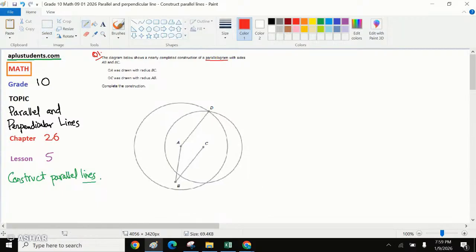So let's see. They're saying A was drawn with radius BC, right? See, this point A is the center of the larger circle, whereas C is the center of the smaller circle, right? If they want us to draw a parallelogram, right? So a parallelogram, we know that if these lines are already drawn, that means these two would be pairs of parallel lines. Agreed?